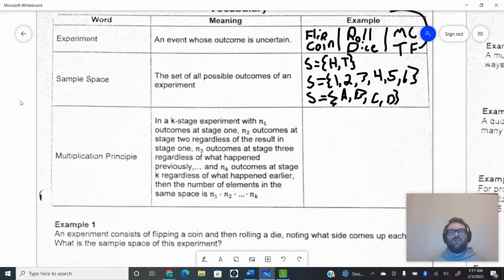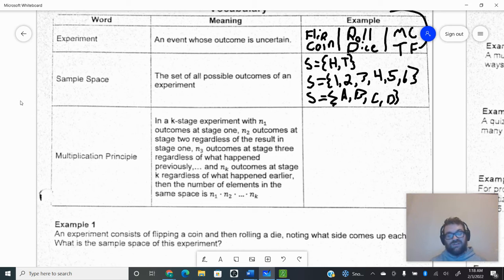And last, we have this thing called the multiplication principle. In fancy words, it says in a K-stage experiment with N1 outcomes at stage 1, N2 outcomes at stage 2 regardless of the result in stage 1, N3 outcomes at stage 3 regardless of what happened previously, and so on, and NK outcomes at stage K regardless of what happened earlier, then the number of elements in the sample space is N1 times N2 times, and so on and so forth, till you get to your last element.